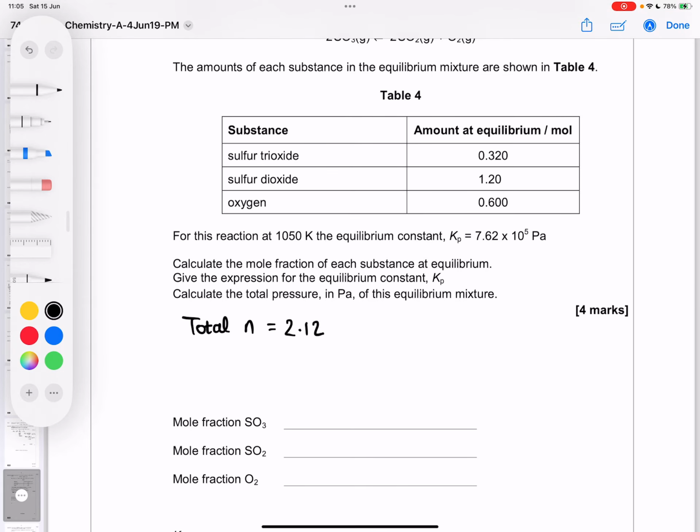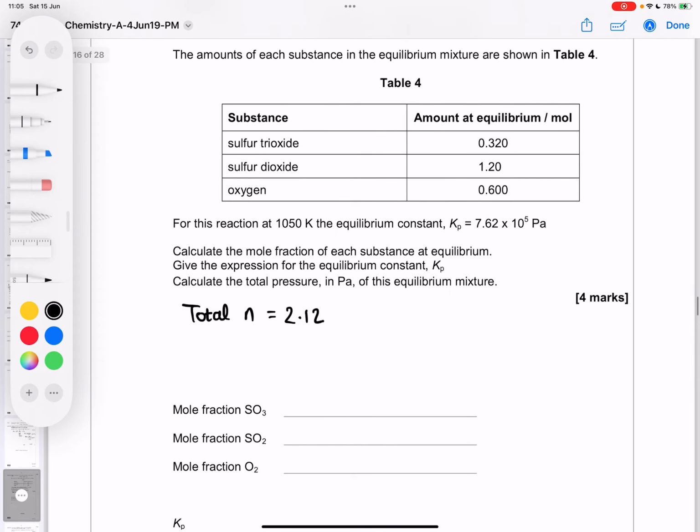And therefore the fractions of each, we're going to do the first one, 0.32 divided by 2.12. So that's coming out as 0.151. Then we're going to do 1.2 divided by 2.12, and that is coming out as 0.566. And then we're going to do 0.6 divided by 2.12, and that is coming out as 0.283.